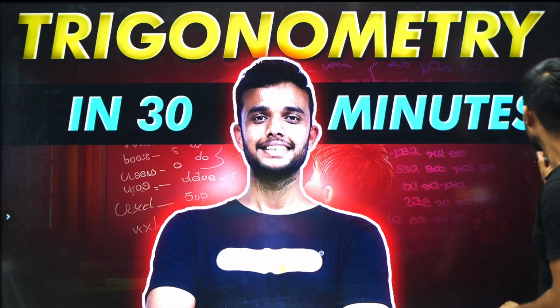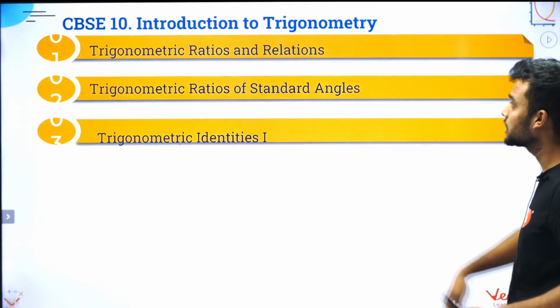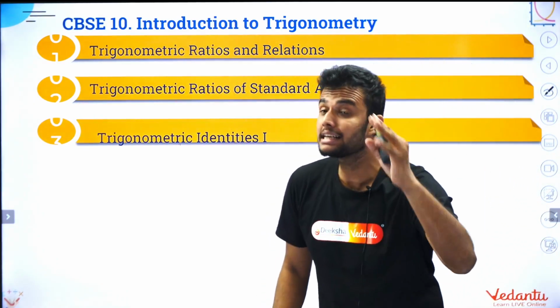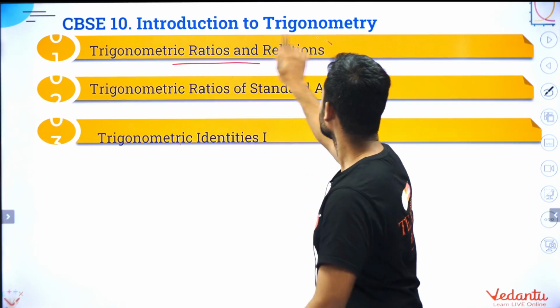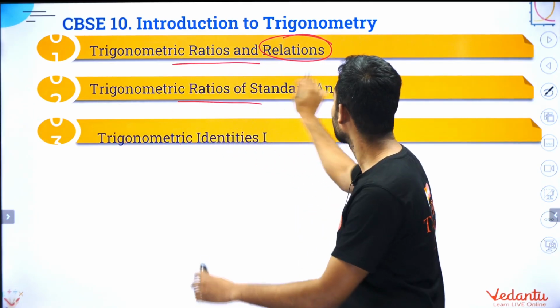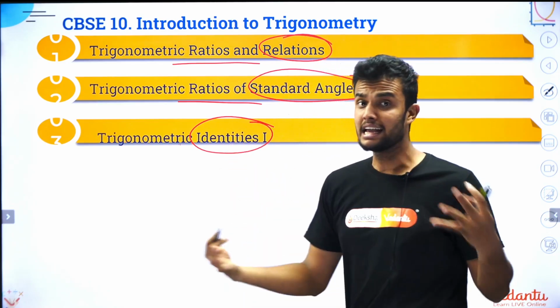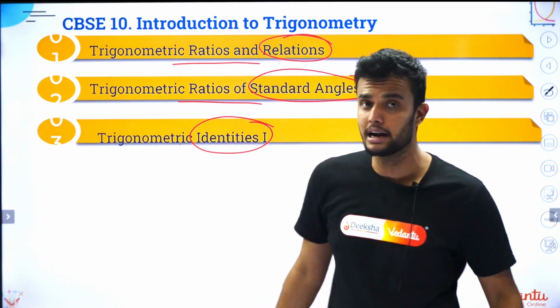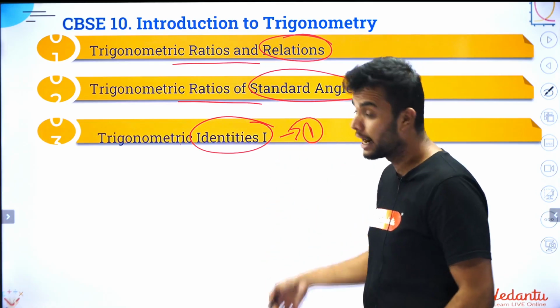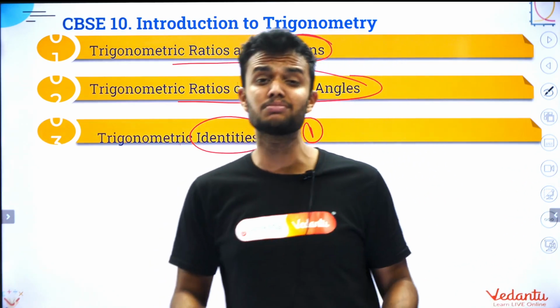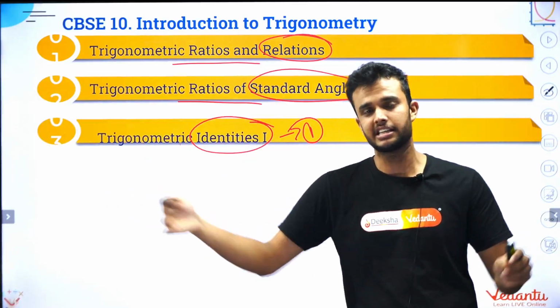Come on, let's discuss. These are the three important subtopics of trigonometry: trigonometric ratios and relations, which are very important, trigonometric ratios of standard angles, and trigonometric identity. In CBSE, they already removed two trigonometric identities, only one is there. And the last one, application of trigonometry, is nothing but finding height and distance.